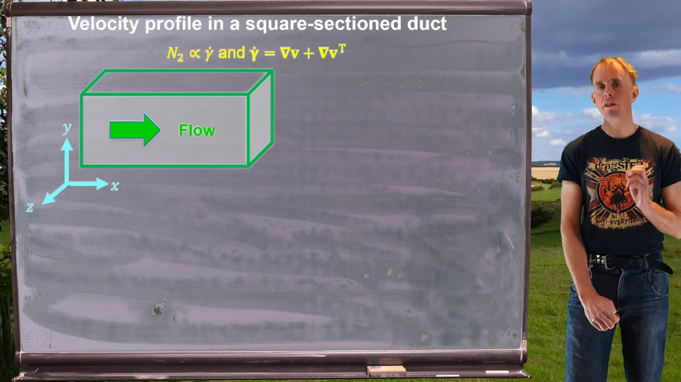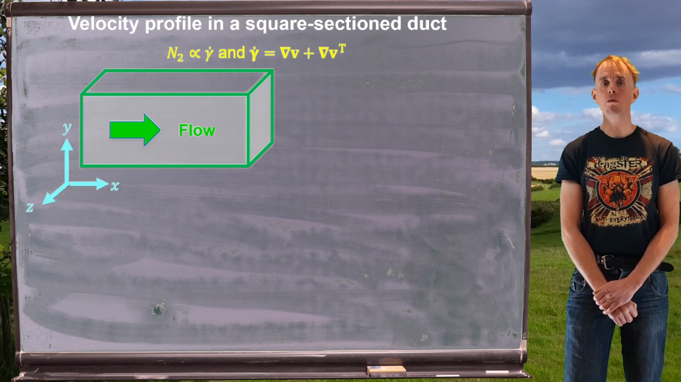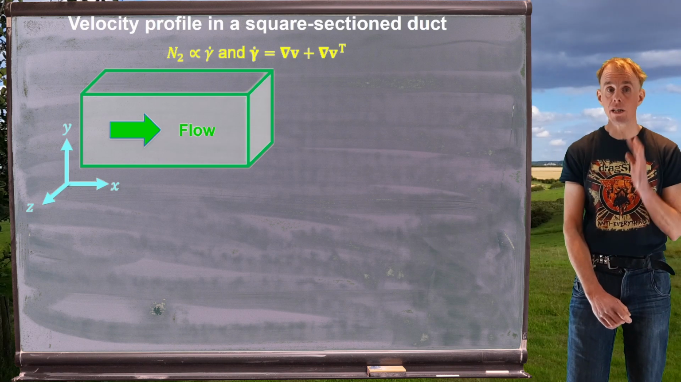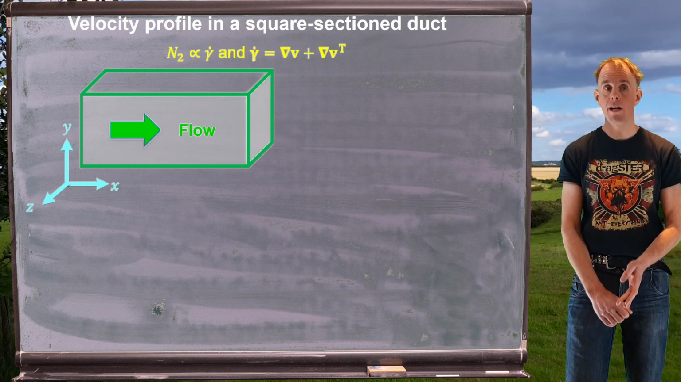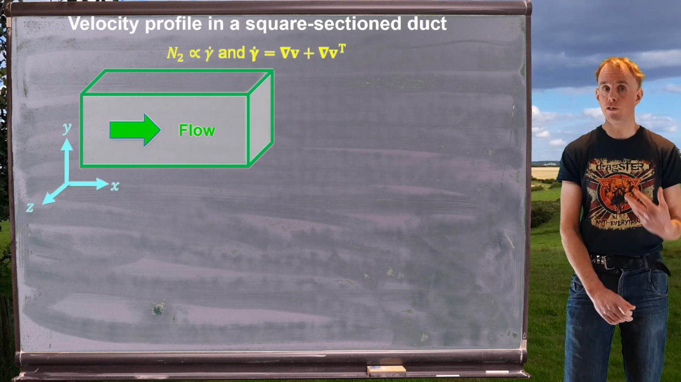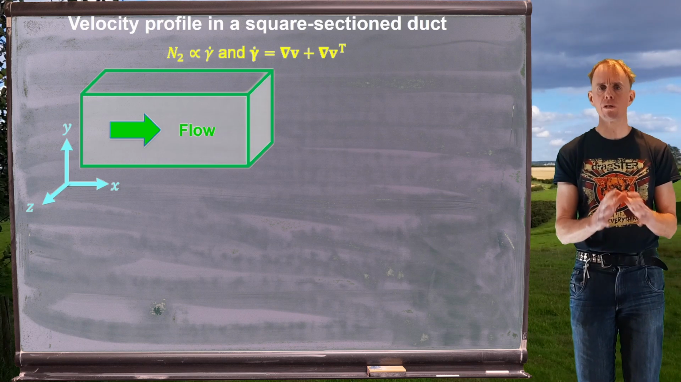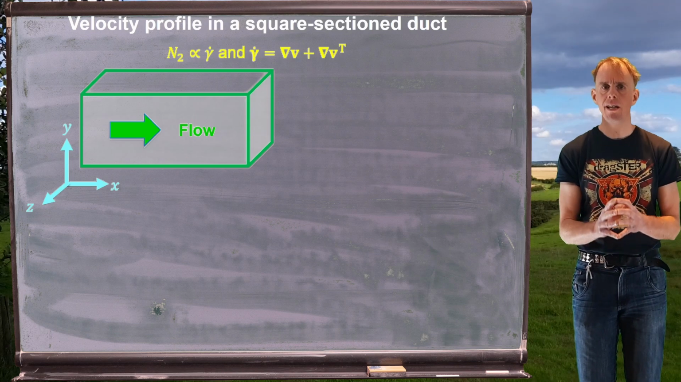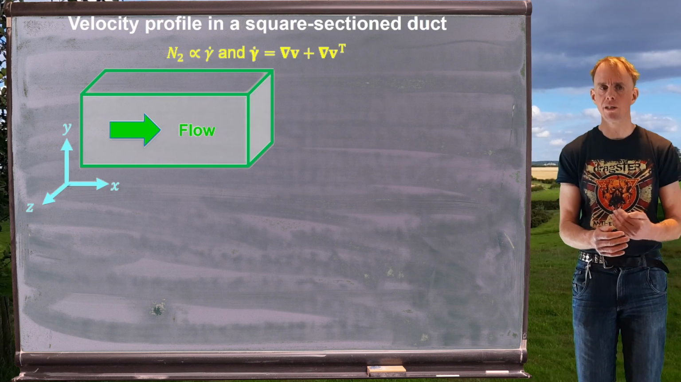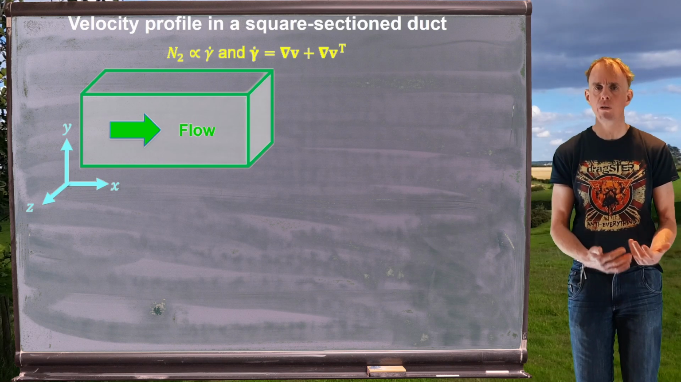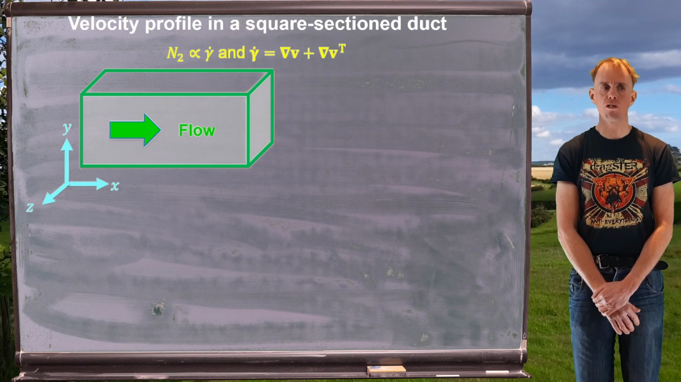We remember that our second normal stress difference, N2, is proportional to my shear rate, which is going to vary along that cross-sectional plane, because my shear rate is the velocity gradient plus the transpose of that velocity gradient. So if we can figure out what the velocity gradients look like in that transverse section, we can work out the shear rate, and then get a bit of a mental model as to what's going on for our second normal stress difference.